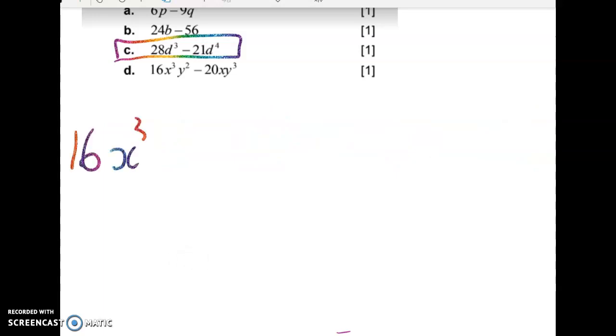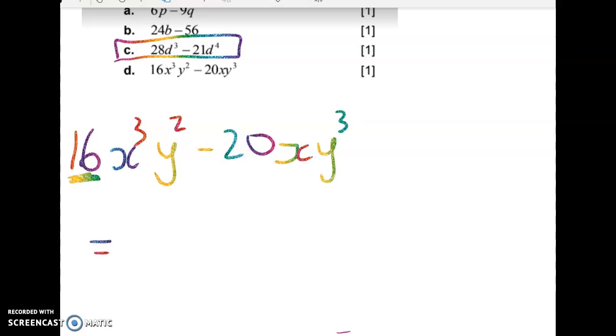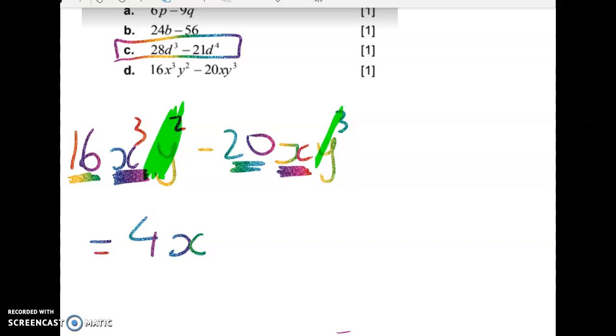So let's start by writing down the expression that we're starting with. Right, what's my highest common factor of 16 and 20? It's 4. Look at the x's. What's the highest common factor of x cubed and x? In other words, the highest power. Well, it's going to be just x. And then let's look lastly at the y's. So we've got y squared and we've got y cubed. The highest common factor is y squared.